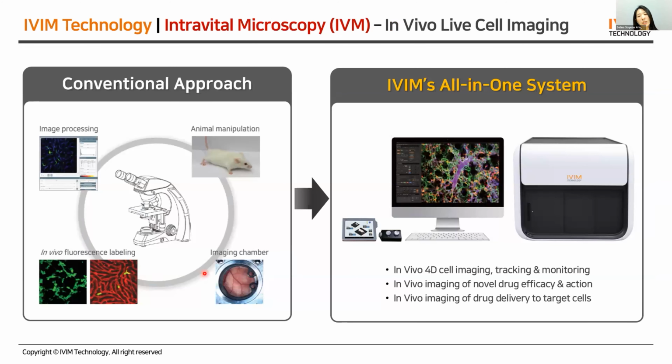Conventionally, for intravital experiments, users have to prepare each required function by themselves. There was a high degree of technical difficulty and non-optimized performance, with limited application to imaging organs of interest, without any standardized in vivo protocols. So IVIM's intravital microscopy system is extensively optimized and carefully engineered to provide the best performance in the intravital imaging of the live animal model.